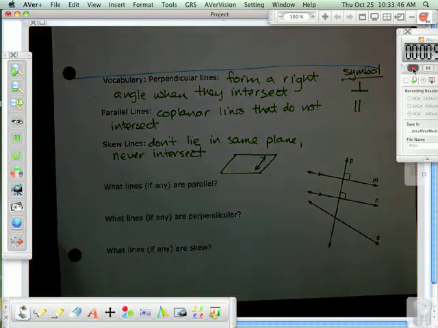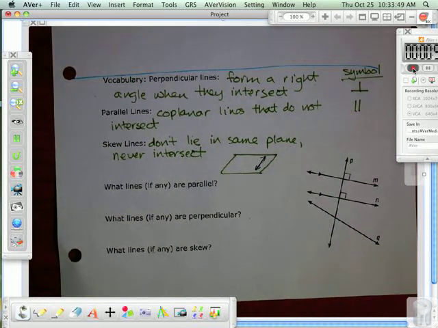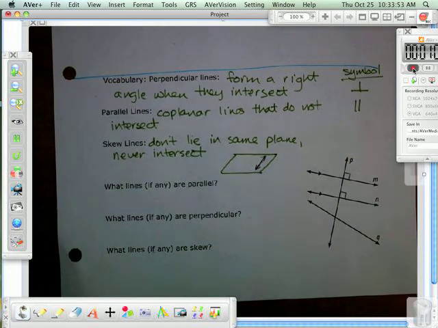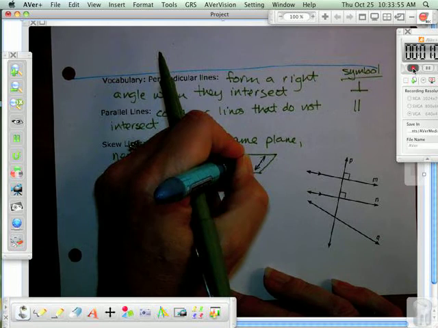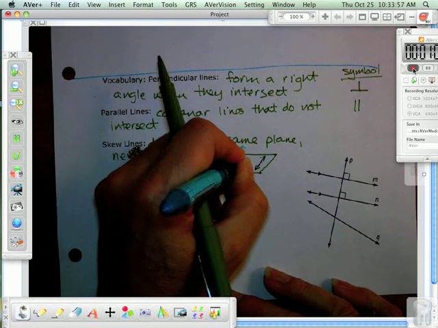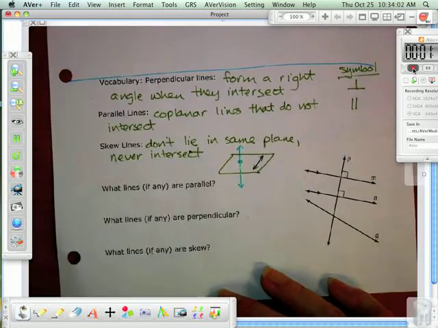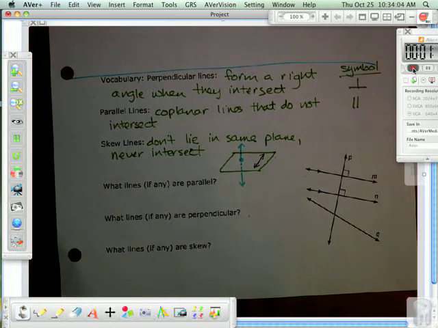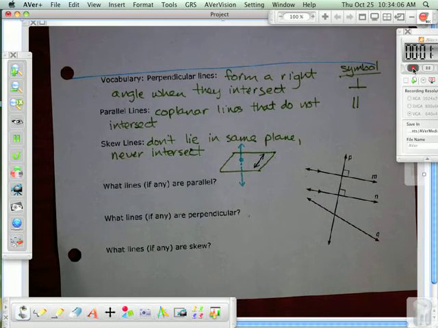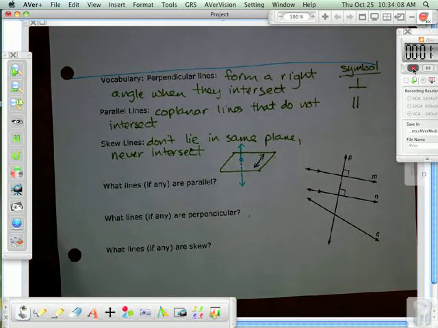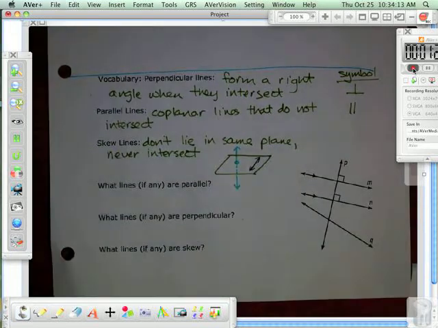Let me show you. So now I have another line like this, and it is not on the plane. It's going through the plane. Can you see that? Let's look at the definition. It says they don't lie in the same plane and they never intersect. So this line is on this plane. This line is going this way. They're called skew lines. They never intersect.